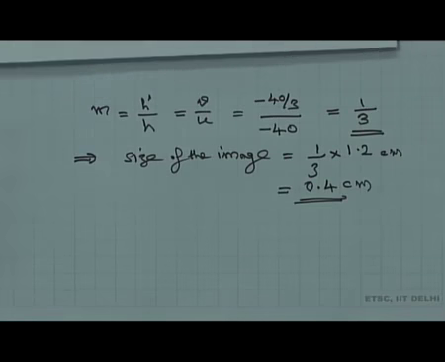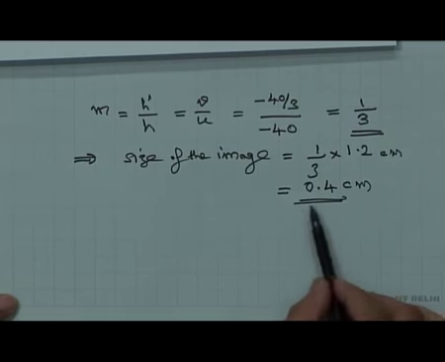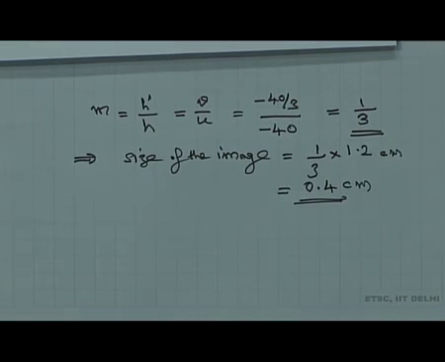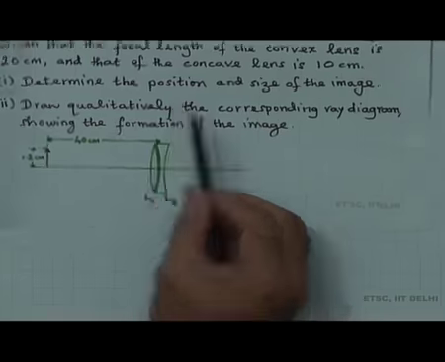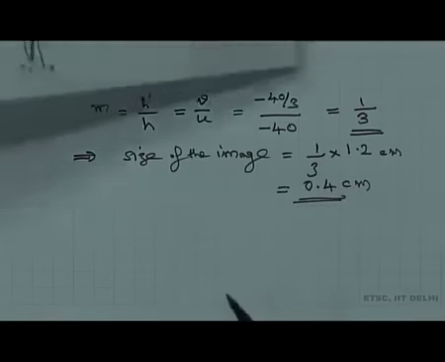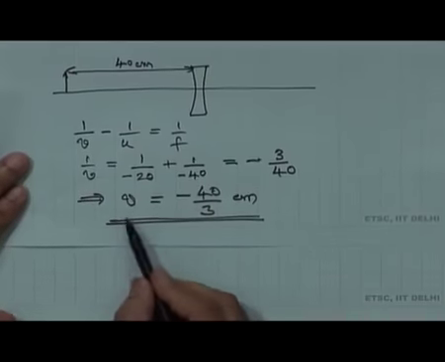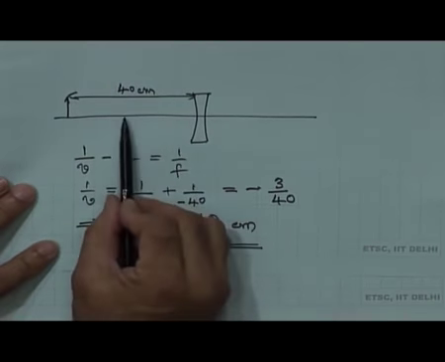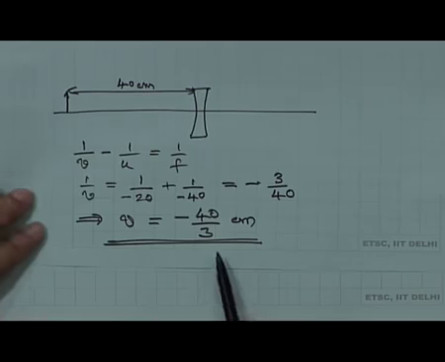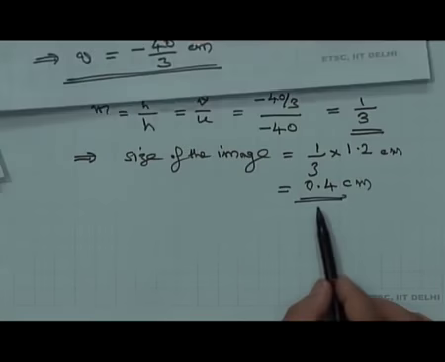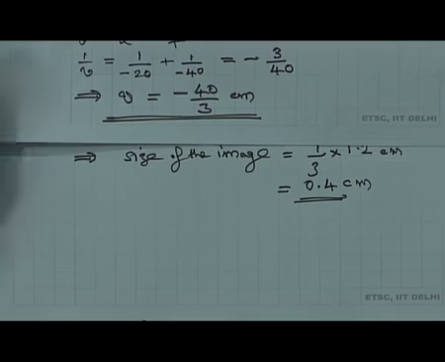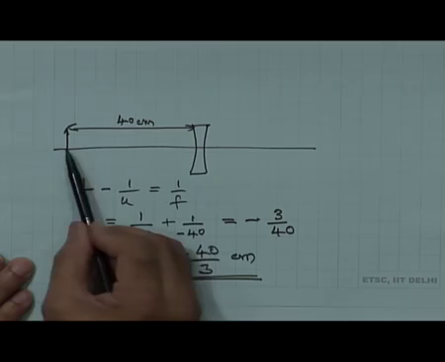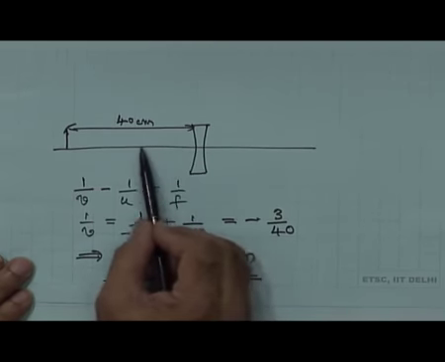So, we have got the size of the image equal to 0.4 centimeter. So, we have determined the position. The position of the image, V, is minus 40 by 3 centimeter, which means it is on this side here, and we have got the size as 0.4 centimeter. The original object is of 1.2 centimeter height, but the image is smaller, somewhere here.